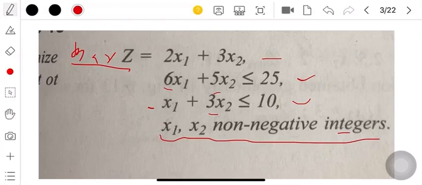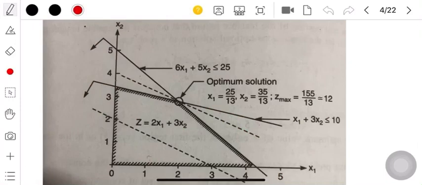First of all, we assume that x1 and x2 are greater than or equal to 0. Then we try to find the solution of this problem using graphical method. This is the graph of this problem. As you can see, we can find the optimal solution by drawing the feasible region. This is the feasible region, and we obtain the optimal value at the intersection point of the two constraints, which is x1 is 25 by 3, x2 is 35 by 3, and the value of the objective function is 155 by 13, which is almost equal to 12.